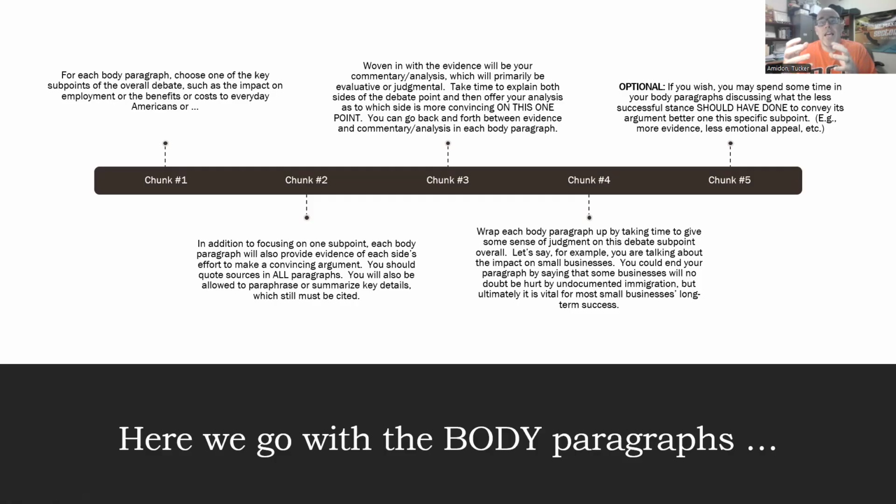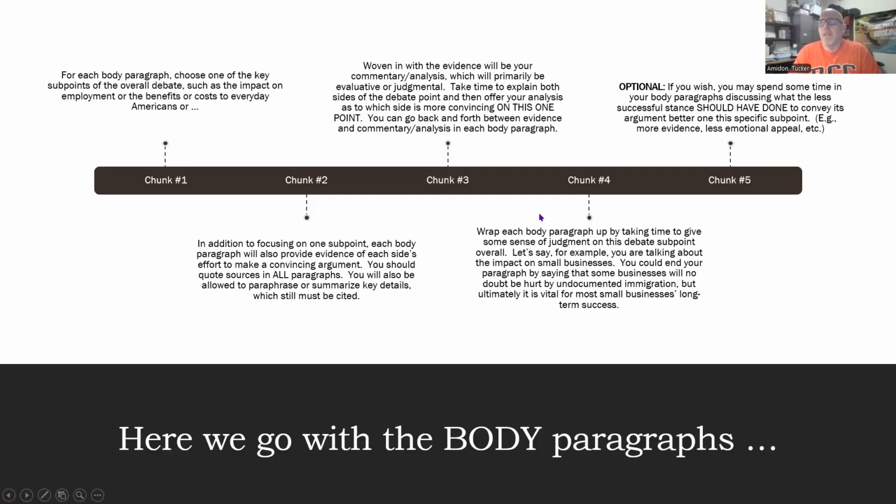I shift to that in chunk 3. Notice it says here, you will then start becoming evaluative or judgmental. Which side is more convincing and why? And why? And why? You need to make sure you're doing that. So you're going to explain why you think that one side is making the more convincing argument. You've got to walk me through that. You've got to spell it out for me in a few sentences.